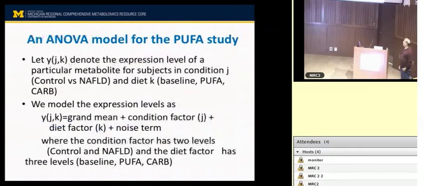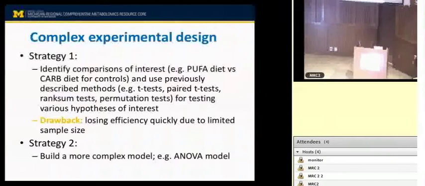So if we think about what the possible strategies are, I think I've already mentioned that. You would like to identify comparisons of interest, the PUFA diet versus the carb diet for the controls. So right now you start conditioning on the level of the other factor, and then you can use t-tests or more robust versions, and so on and so forth. There is a slew of tests again in the literature, and also implemented in MetaboAnalyst, that allow you to compare two groups.